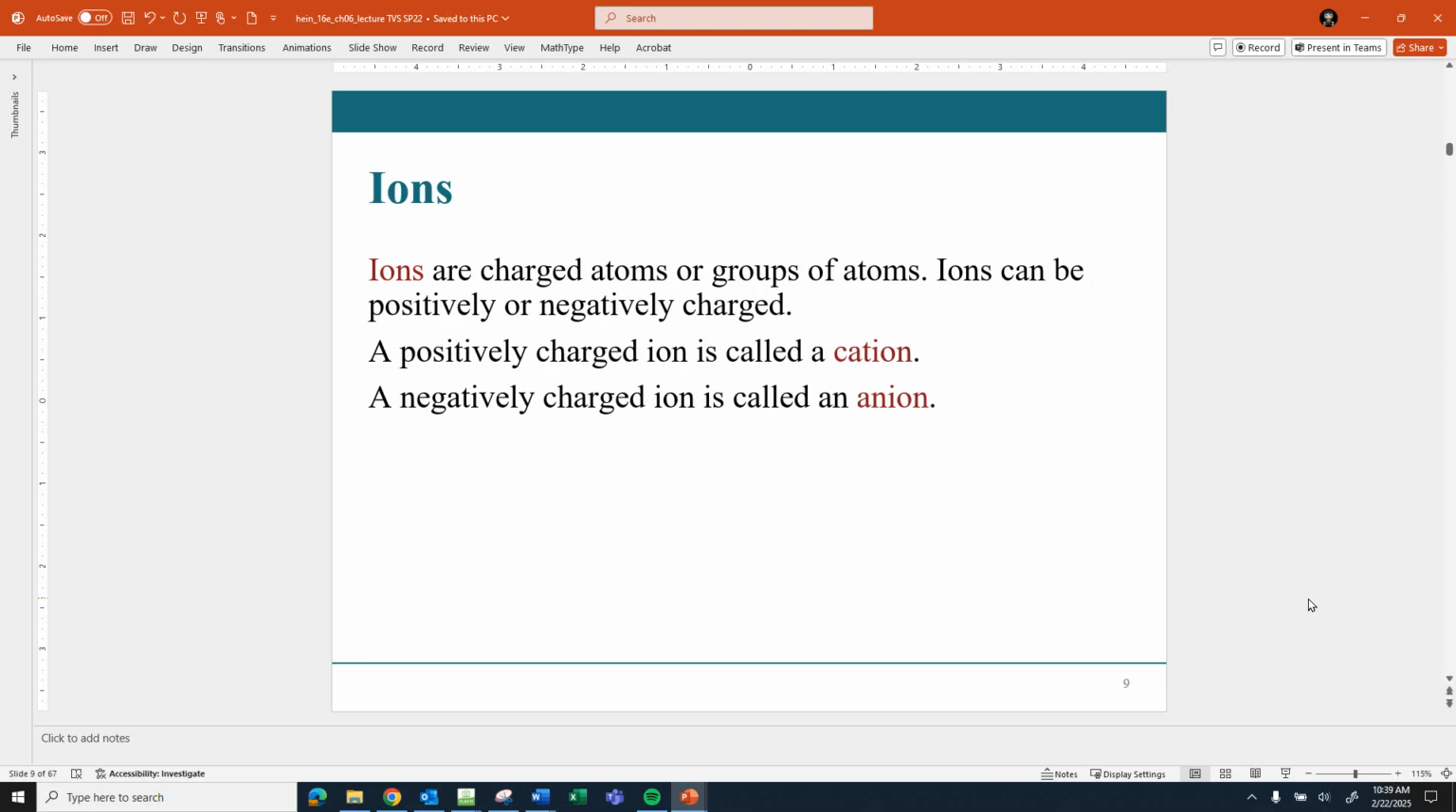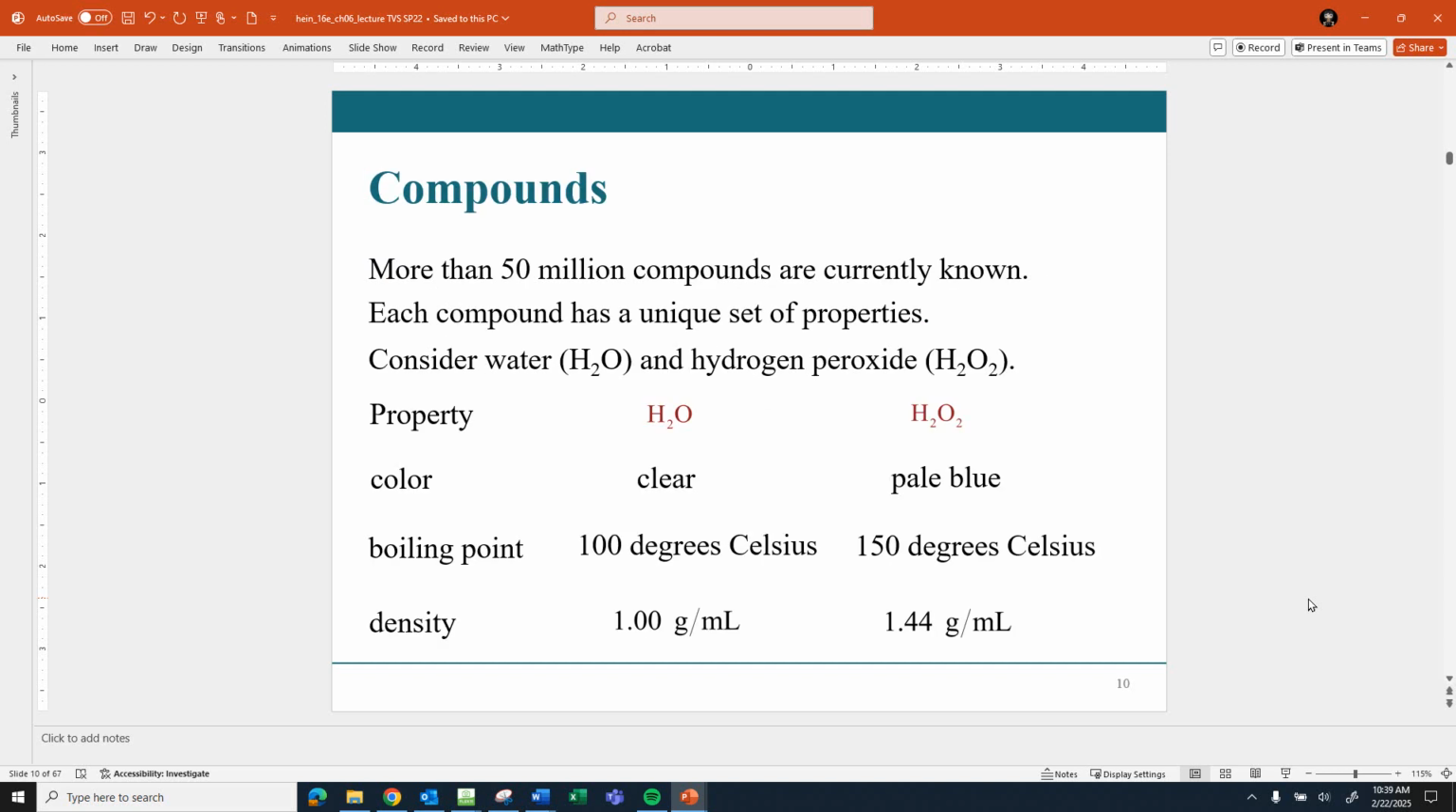Ions are charged atoms or groups of atoms. The positively charged ion is a cation, and the negatively charged ion is an anion. There are a lot of different compounds, and this is where we get into the law of multiple proportions, where you can have the same two nonmetals bonding together but make completely different compounds. So here's the property of water and the property of hydrogen peroxide. But it's still hydrogen and oxygen bonding.